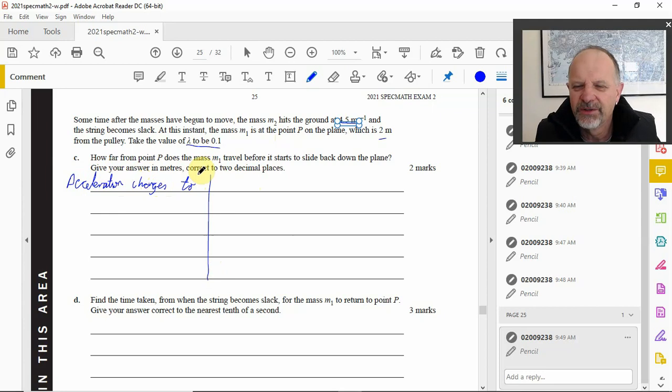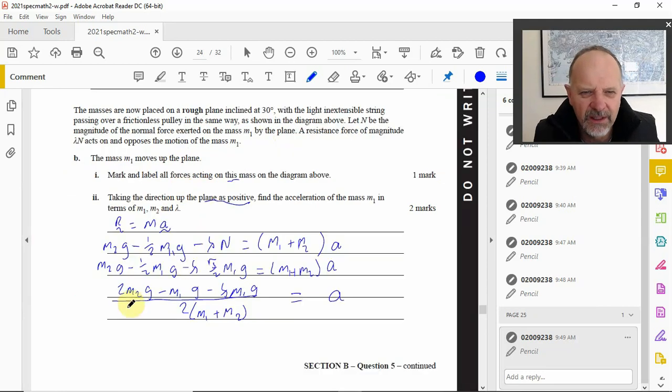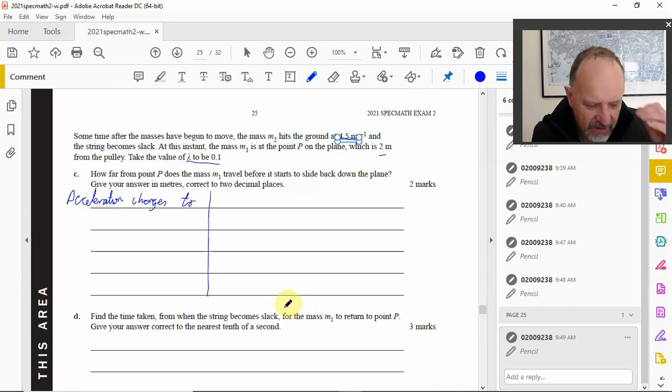What we can actually do is just look at what we did previously. So this is what was previously. But now this mass 2 has hit the ground. So any term in the expression that has m2 is no longer needed, because that's no longer applying a force on that string. So it's only mass 1 that's involved in applying the force to the motion.